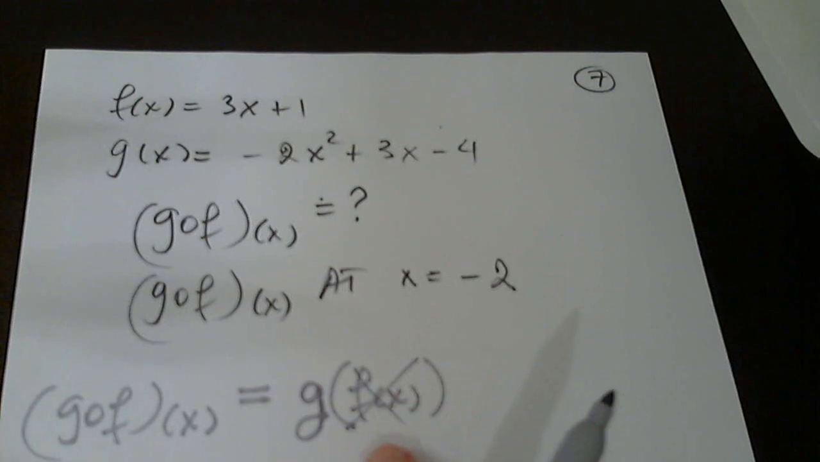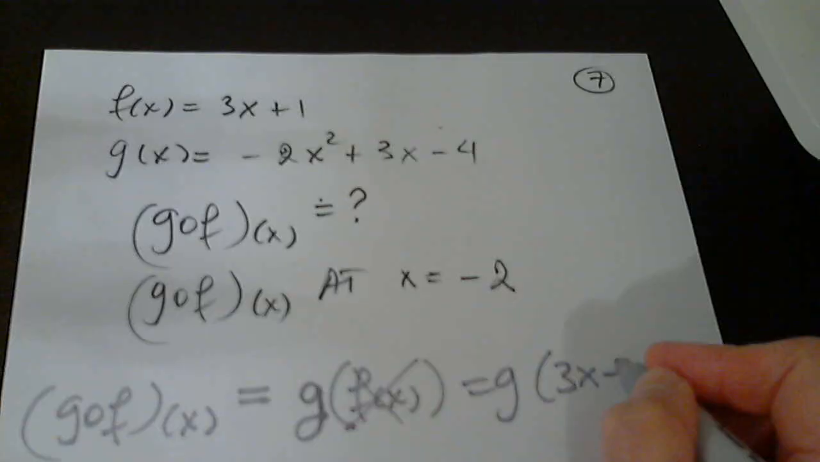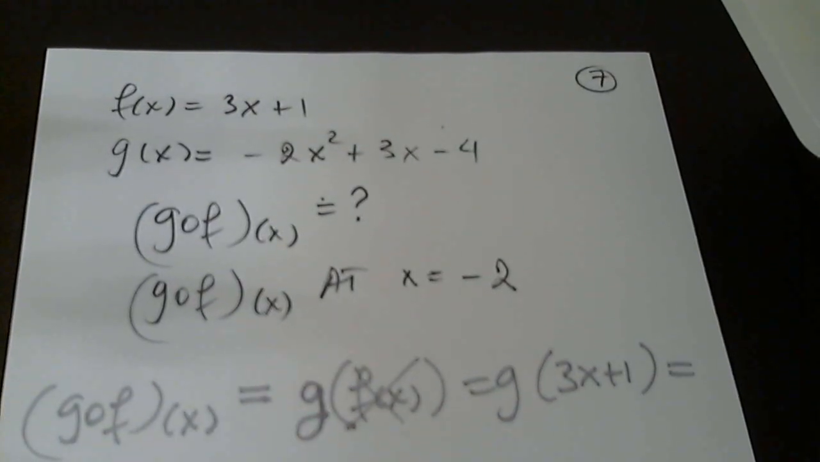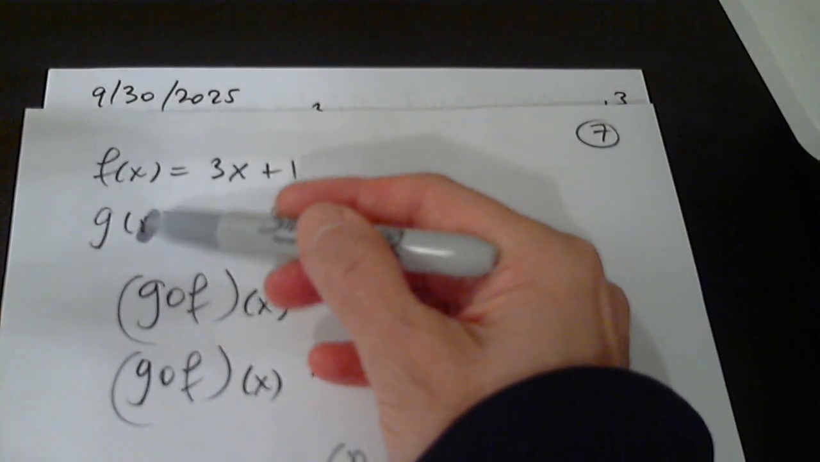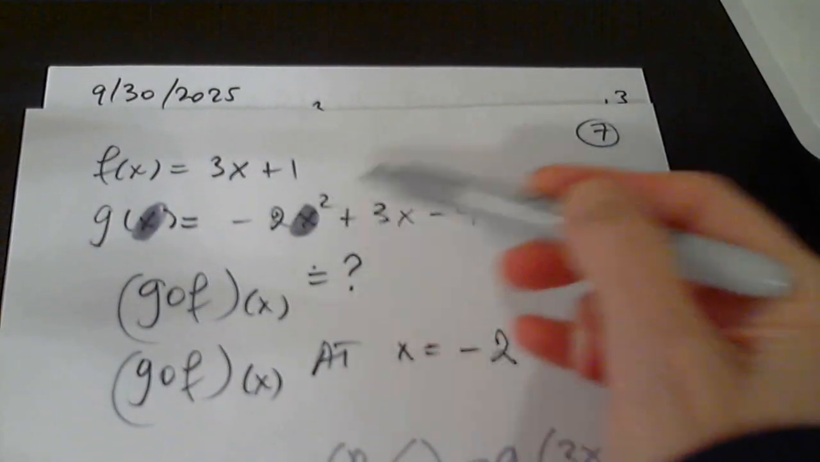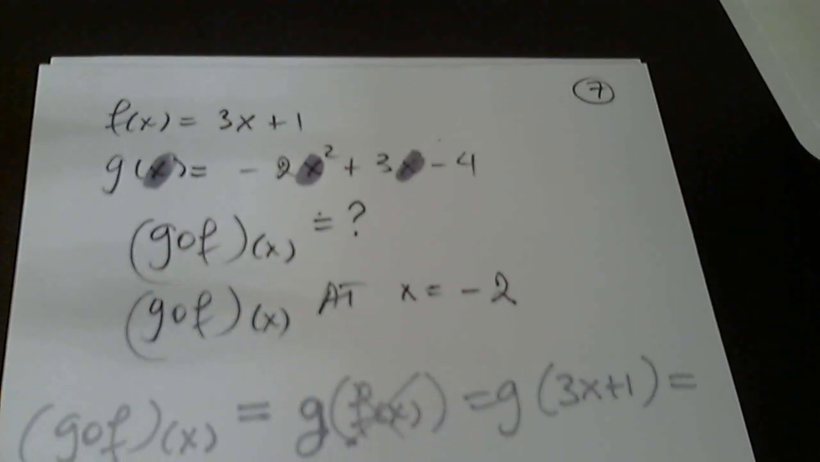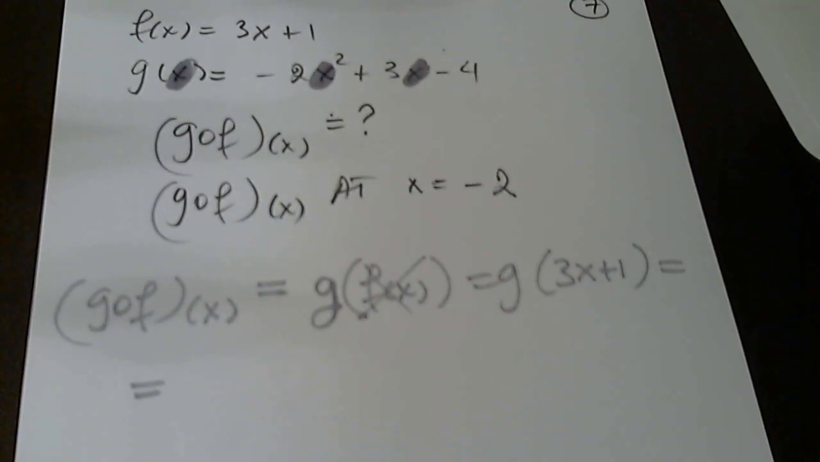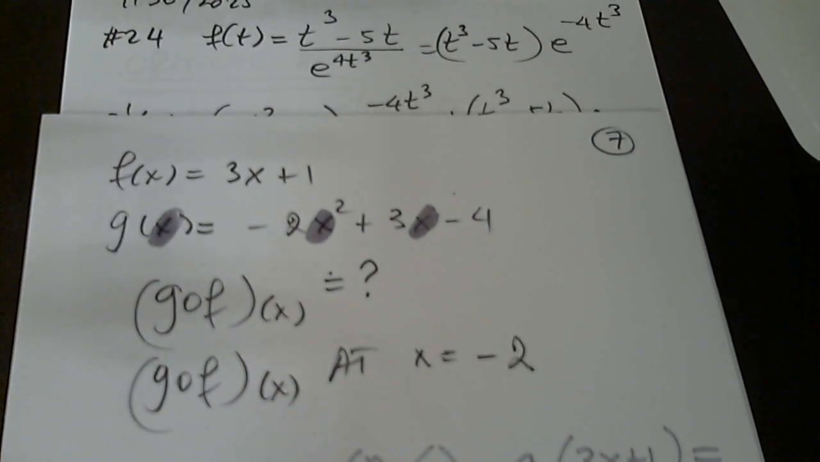Good. So now I replace this by what it equals to. So g of 3x plus 1. Now, I look at g. What does g say? G says this. That's what g says. -2 times whatever squared plus 3 times whatever, same whatever, of course, -4. How do I write this? Step by step, please. This is very important to understand.